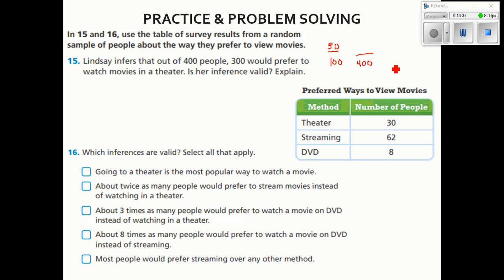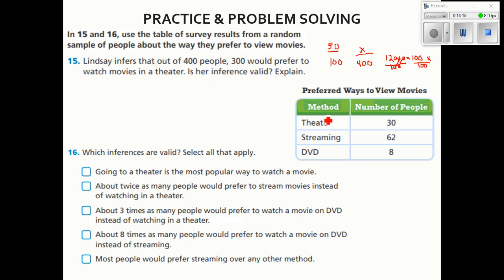Well, 3 times 4 is 12. And then we got 3 zeros there. And that has to equal 100 times x. Well, this is pretty easy because we'll divide 100 away from x. Whatever I divide from one side, I divide from the other. And I know I can just start crossing out my zeros here, and that's going to give me 120. So she infers that 300 of 400 people would prefer to watch movies in a theater.